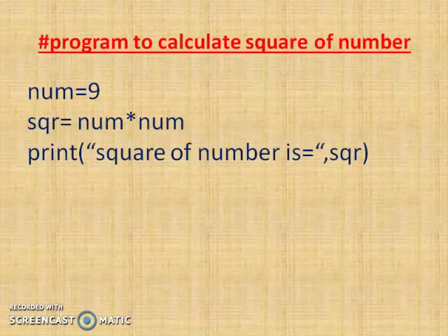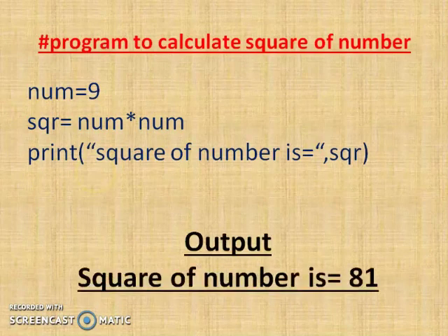The next one is program to calculate the square of a number. Here square, you know how we can calculate the square. Suppose if we want to calculate the square of 9, then simply by multiplying the number twice, you will get the square. So in the program you can see in num we have assigned the value 9, and in square we have assigned the value num into num, and by print statement we will get the output. Now see the output. Here square of number is 81. As you know, the square of 9 is 81.